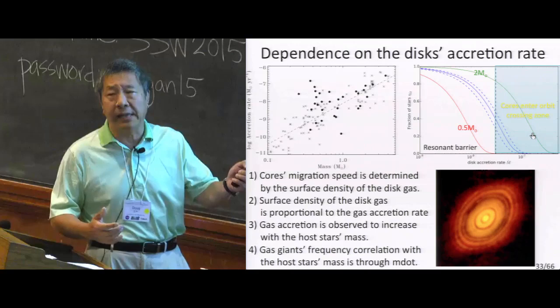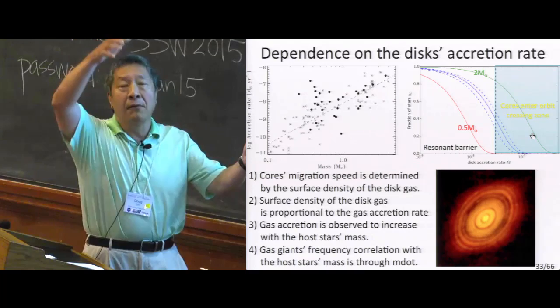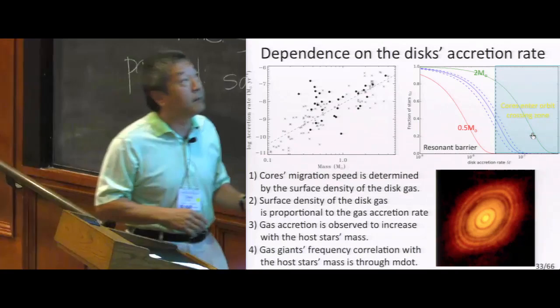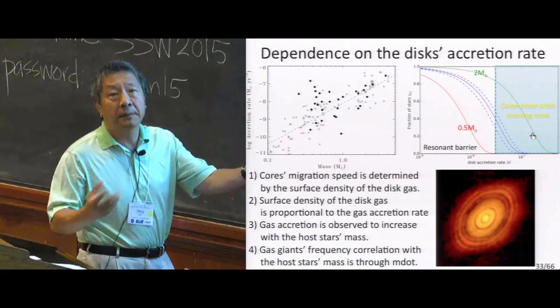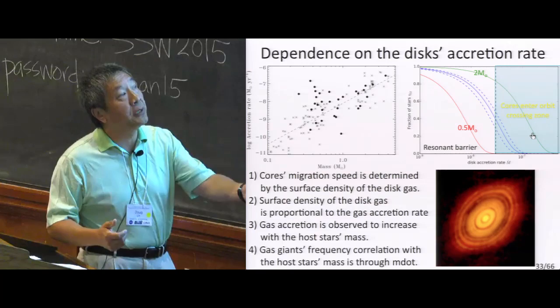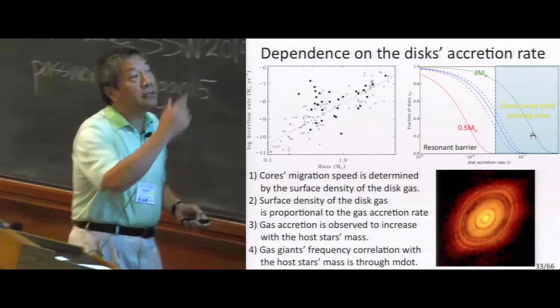You see there's a general trend. This trend tells you that if there's a threshold accretion rate, as we've seen from those panels of diagrams from the experiments we did, then there are a lot more stars with accretion rate sufficiently large to have overcome this resonant barrier if the host star is more massive. And you can actually do this with almost a semi-analytic type of approach, and you can get this fraction of stars with gas giants reproduced.